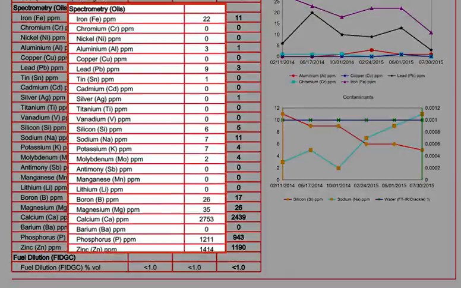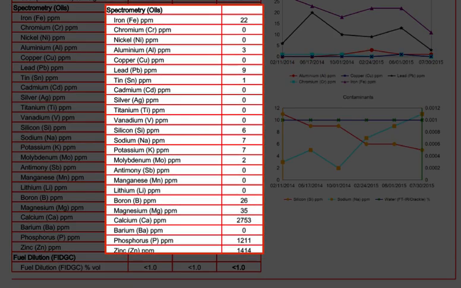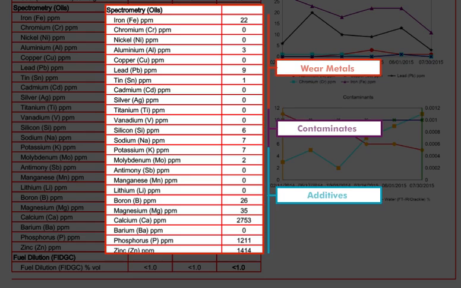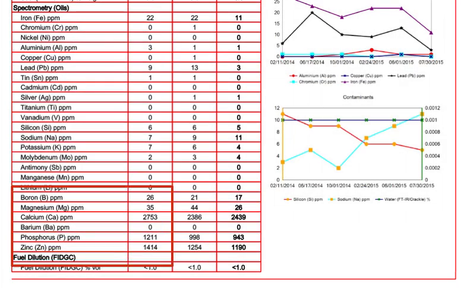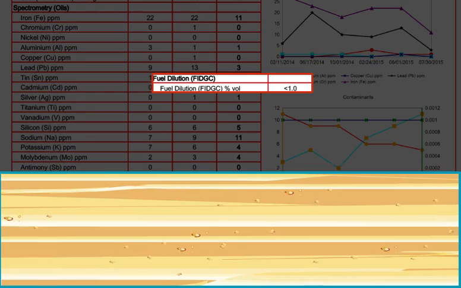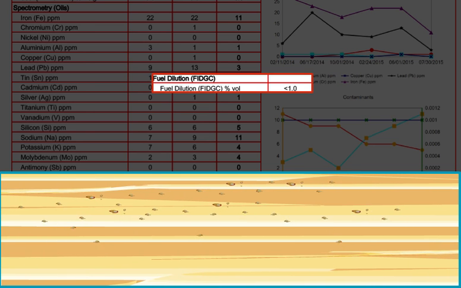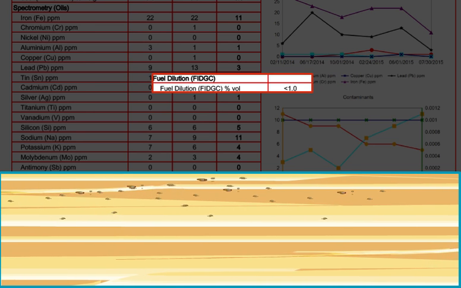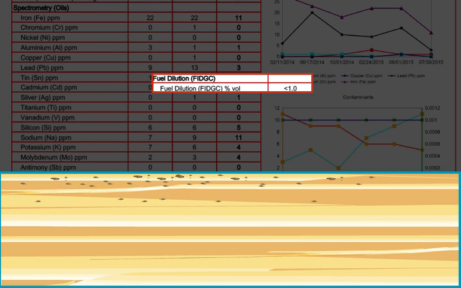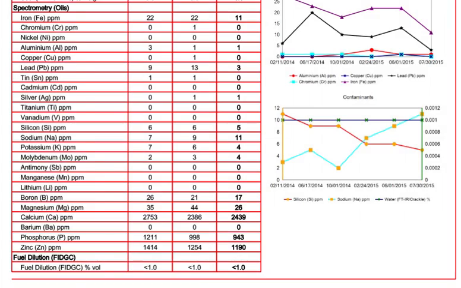The elemental analysis identifies the type and amount of wear, contaminants, and oil additives. In engines, fuel dilution can indicate a mechanical problem, such as a leaky or malfunctioning injector. Fuel dilution lowers the viscosity of the engine oil and causes other issues. It points to a need for corrective action in order to bring your engine back to peak operating efficiency.